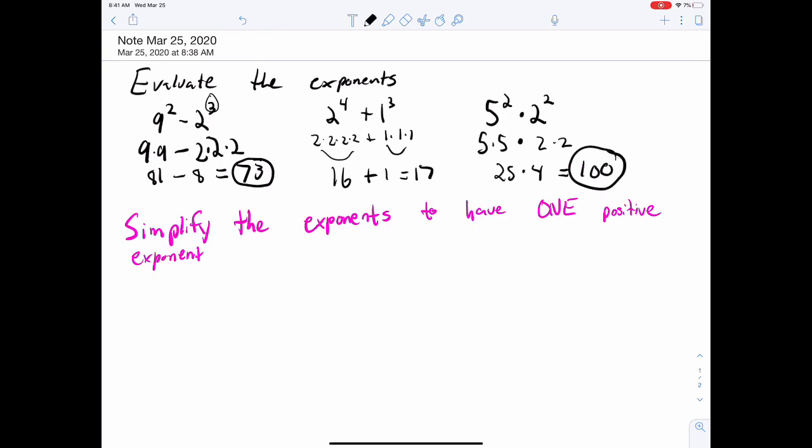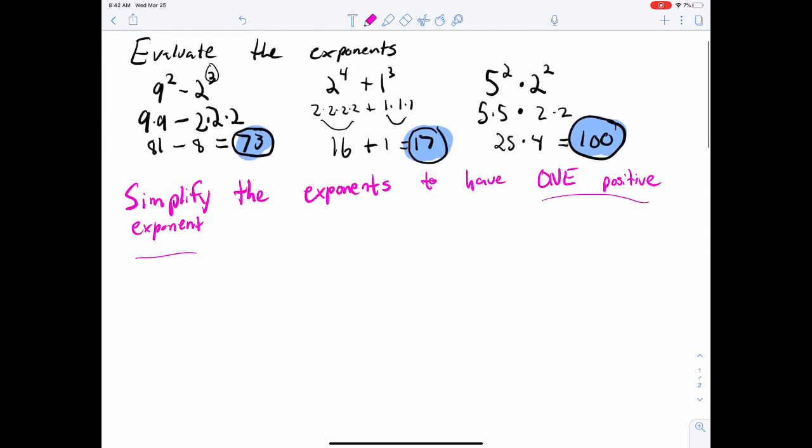Alright, so that was yesterday. Today we're going to do something called simplifying. Simplifying means we don't get these final number answers. We're going to get stuff with exponents in them. So I'll say that again. We're going to get stuff with one positive exponent.